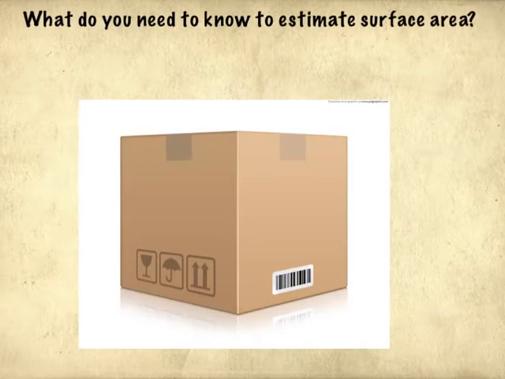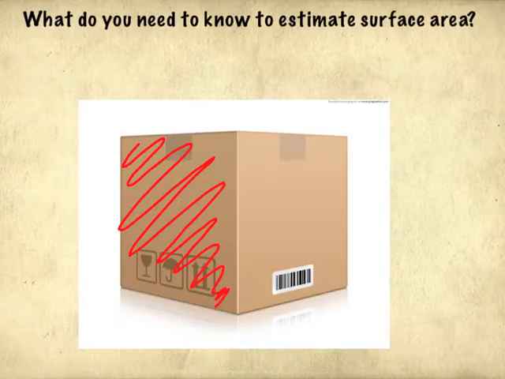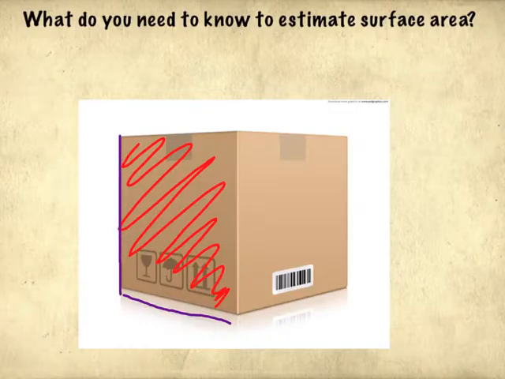So basically, I just want you to think about what you need to know to estimate surface area. Surface area means the area of one surface on a three-dimensional solid. So it's not actually that difficult. All you have to do is think about what you need to know to find area. You need to know the length and the width, or base times height, however you want to say it. The point is you need two dimensions in there.